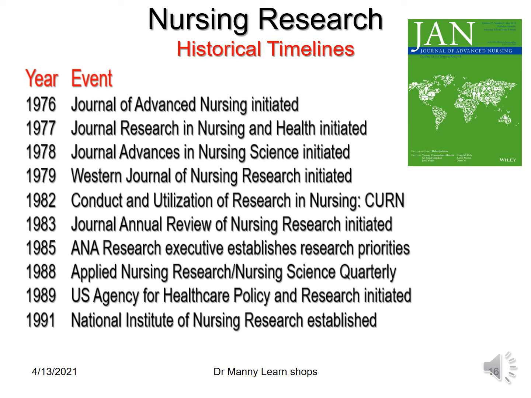We move on. Nurses contribute considerably to nursing research. In 1976, the Journal of Advanced Nursing had its first publication. In 1977, the Journal of Research in Nursing and Health was initiated. In 1978, the Journal of Advanced Nursing Science was also initiated, as was in 1979 the Western Journal of Nursing Research. An organisation called the Conduct and Utilisation of Research in Nursing also became established. Nurses were very proactive as nursing professionals to ensure that their practices were evidence-based.